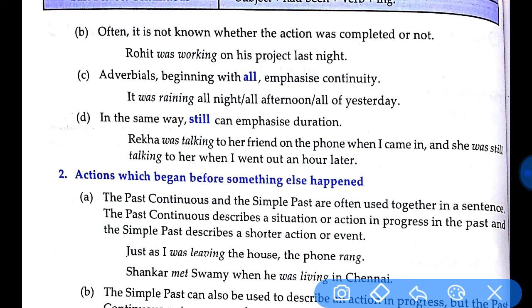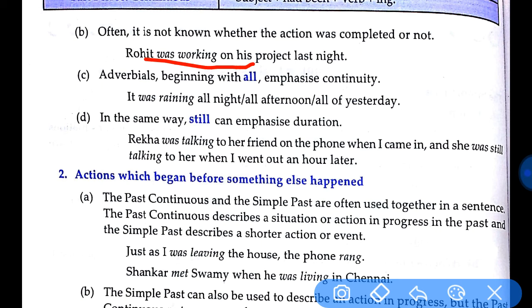Often it is not known whether the action was completed or not. When we speak about actions that are already over in past continuous tense, sometimes we are not sure whether the action is over or not. For example, Rohit was working on his project last night. That means we are sure that he was working last night for long hours, but we are not sure whether the action is over or not, whether the project work is over or not, we are not sure.